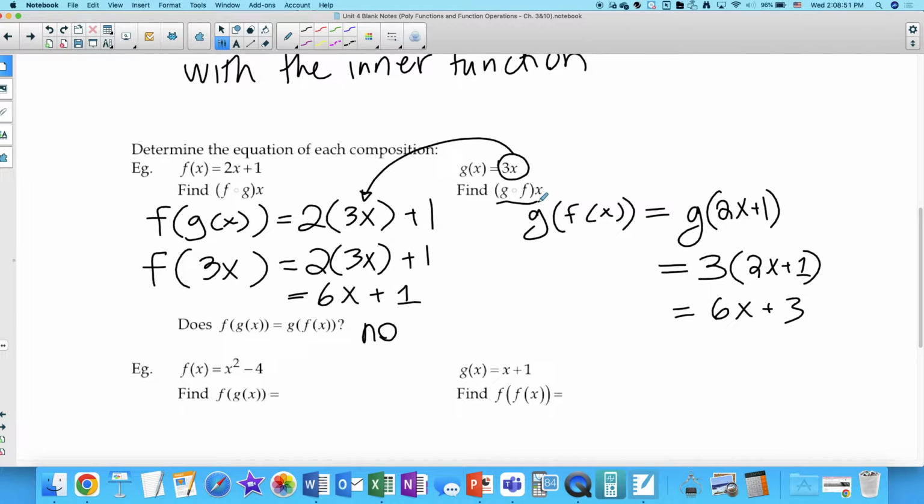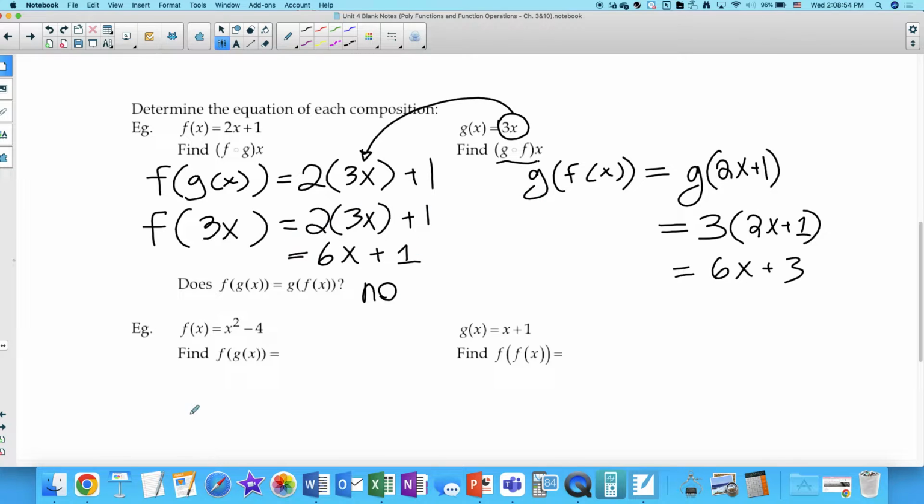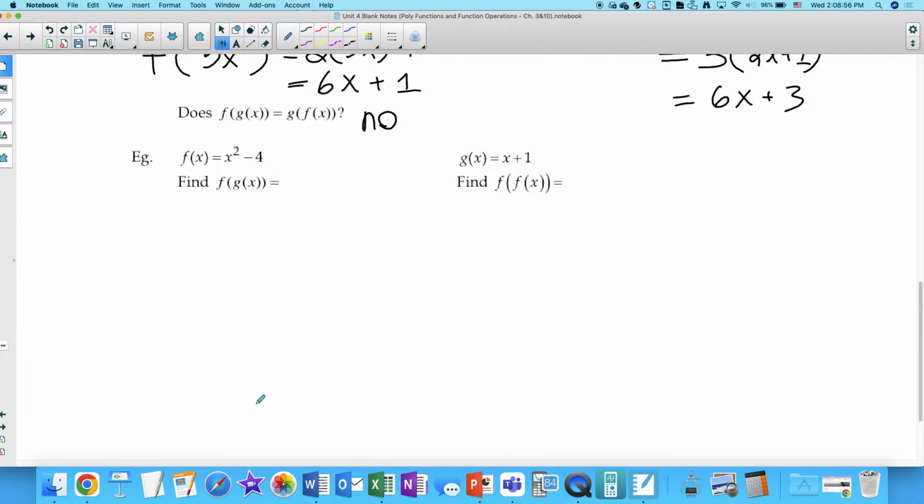Great. So let's try some other ones. Here we have f of x equals x squared minus 4, and g of x equals x plus 1. So first we're going to start by figuring out f of g of x. Okay. So the first thing I'm going to do is I'm going to replace the g of x with the actual definition of that function, which is x plus 1. So what I'm taking here is f of x plus 1, because g of x is equal to x plus 1.